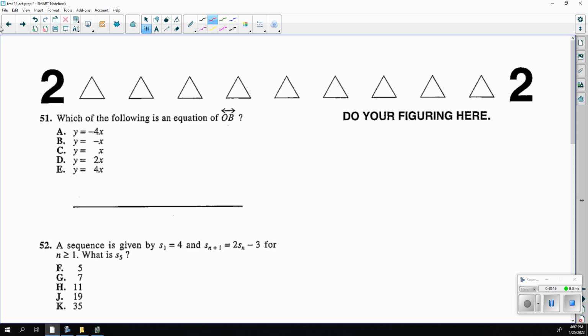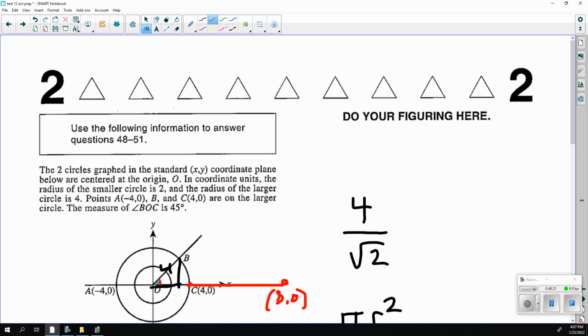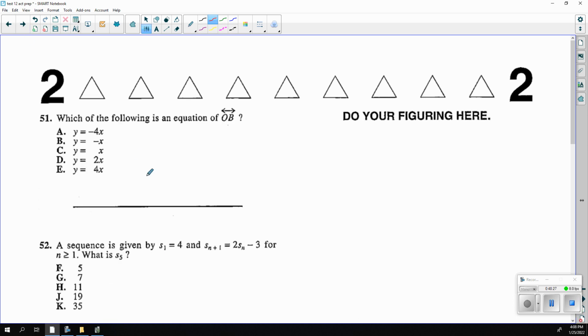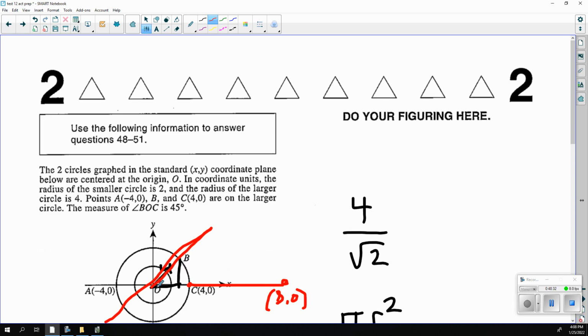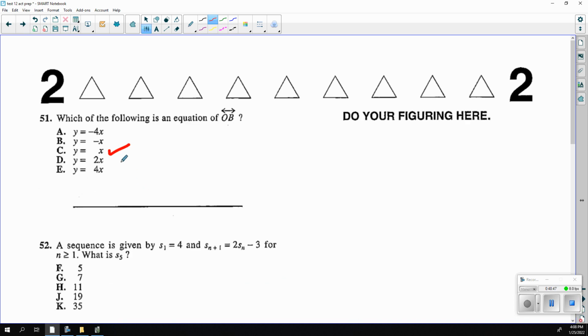Which of the following is the equation of OB? This is a dirty one. It's the 45-degree line. So it's y equals x. Looking back, it has a y-intercept of 0, and it has a rise and run that are the same. So the 45-degree gives that away. So the answer would be y equals x.